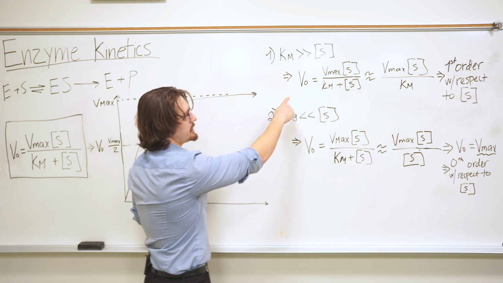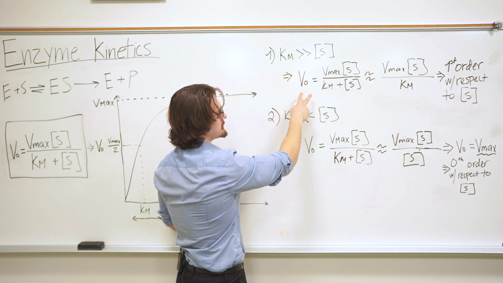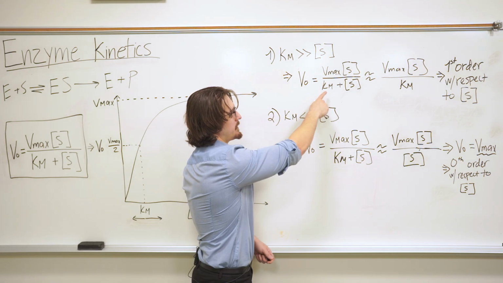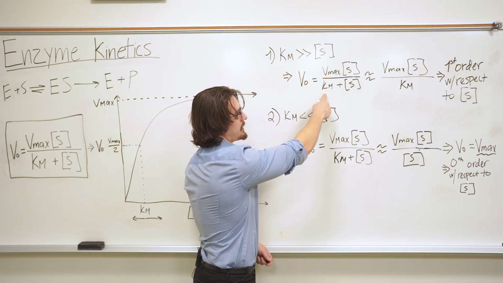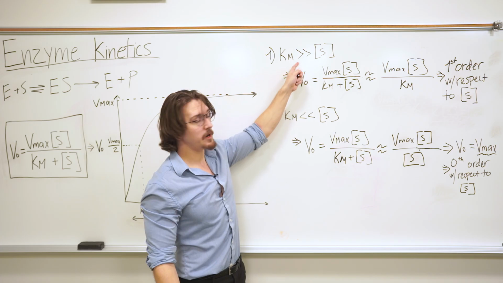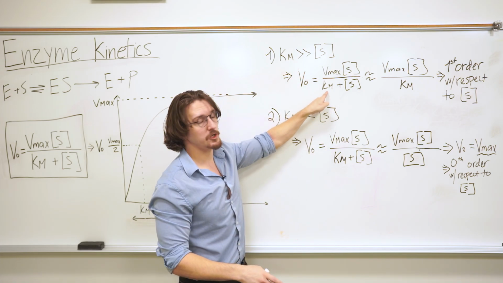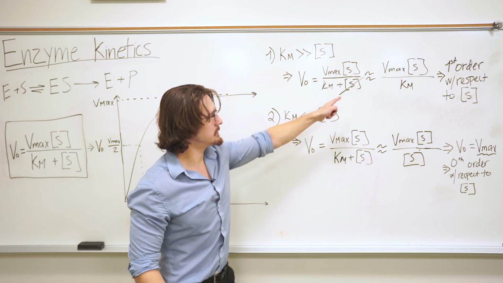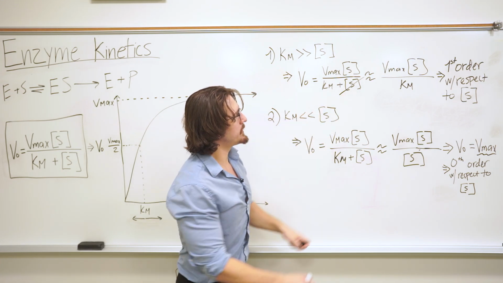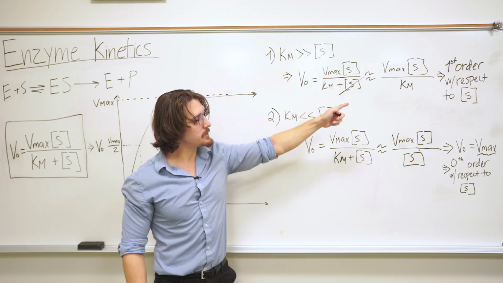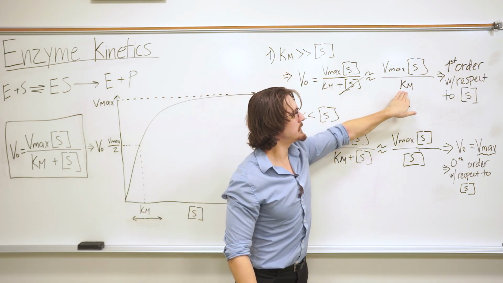So in that case, if we use these conditions and put them into the Michaelis-Menten equation, and we look at the denominator where the Km is added to the substrate concentration, if Km is much greater, that addition will not significantly change Km. So we're going to say this is negligible. We're ignoring the substrate concentration down here. So this becomes approximately equal to Vmax times the substrate concentration divided by just Km.